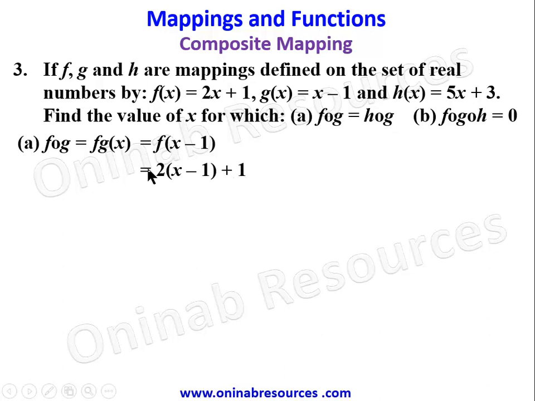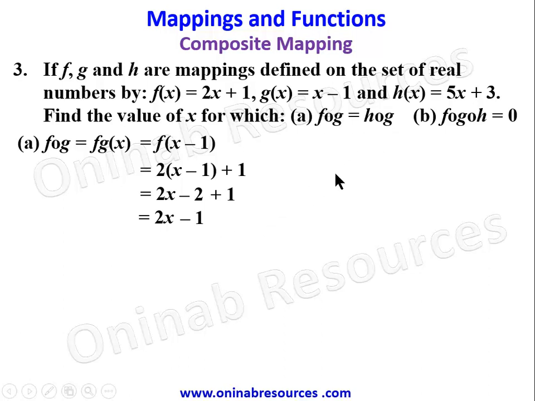Expanding this bracket, this 2 times x gives 2x. 2 times -1 gives -2 plus 1. So we now have it as 2x minus 1, since -2 plus 1 gives -1. So we are done with fg.